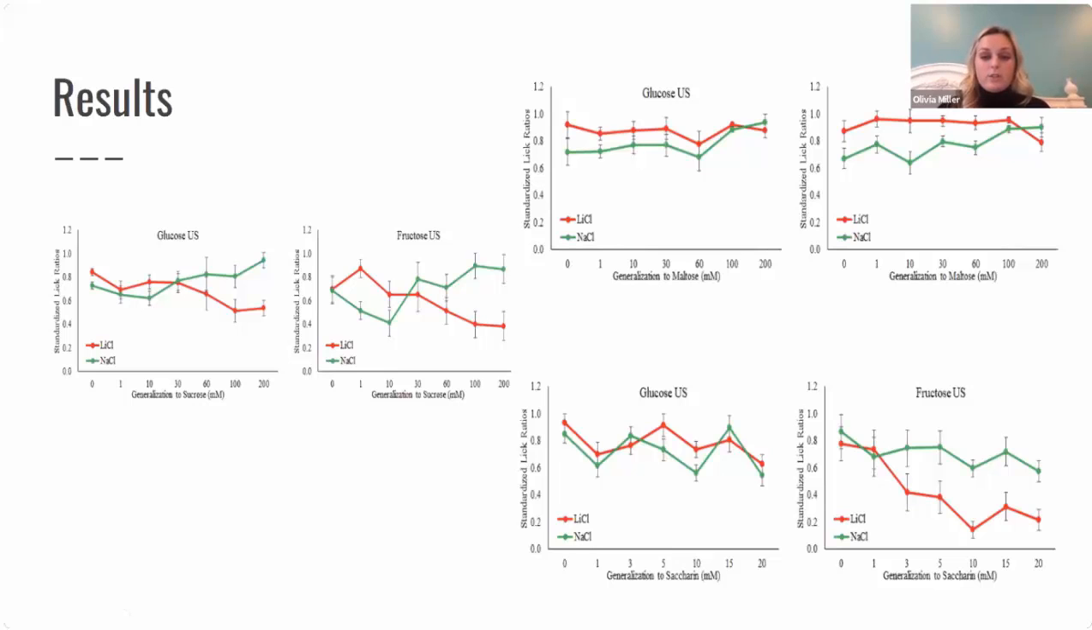The bottom 2 graphs look at the generalization to saccharin. On the left is looking at glucose as the unconditioned stimulus, and there was no generalization, but on the right, there is with fructose. One explanation could be the way that the artificial sweetener saccharin binds to the sweet receptors is similar to fructose, but not to glucose. So this means the rats can tell glucose and saccharin apart because they are nothing alike in their receptors. Fructose and saccharin cannot be differentiated at the receptor level. Next slide.